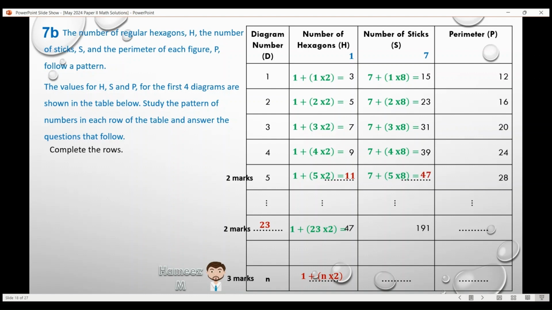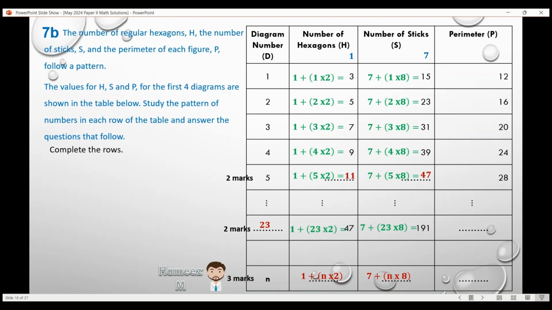We can check 191. It should fit the pattern. It will be 7 plus 23 sets of 8. And if we do 23 sets of 8, that will give us 160 plus 24, 184 plus 7, 191. And it works. So for the general rule of n, for any number, it will be 7 plus n times 8. And we're going to do a similar thing for the perimeter.